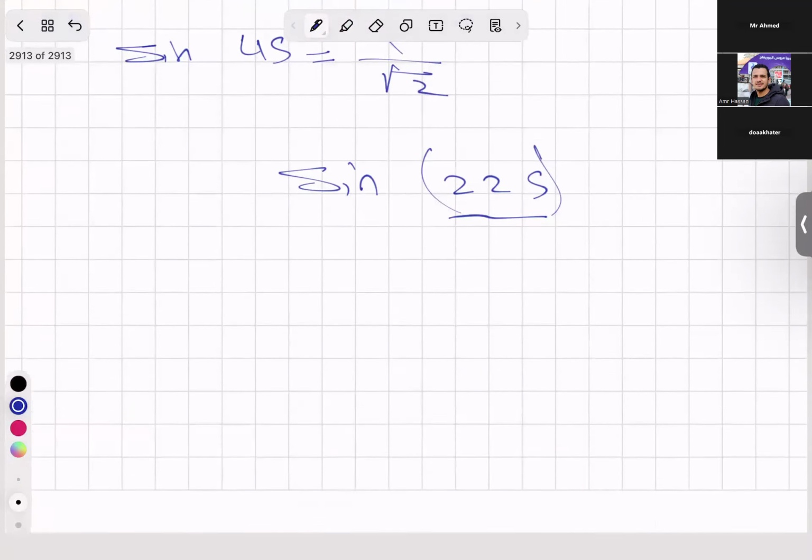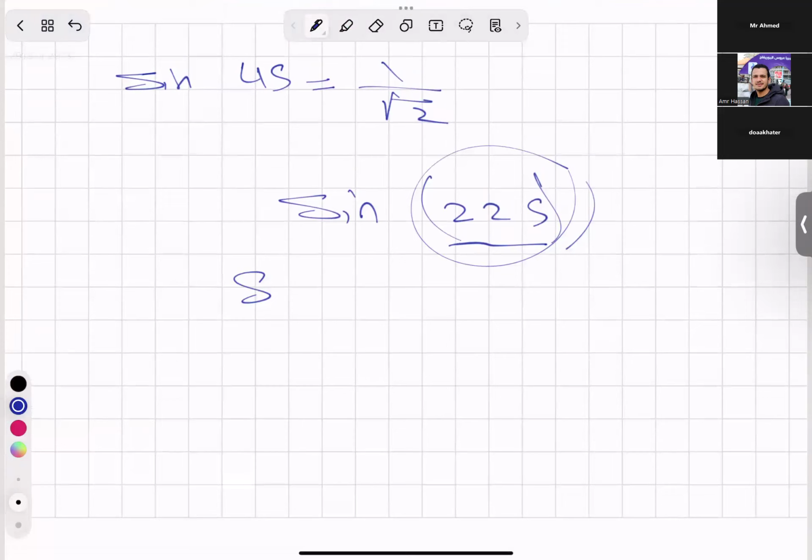So it's going to be 180. Instead of writing 225, this one must be replaced with 180 plus 45, right? You could check, because 180 plus 45 is the same thing as 225. But basically, before doing anything, you have to remind yourself whether this one is positive or negative.